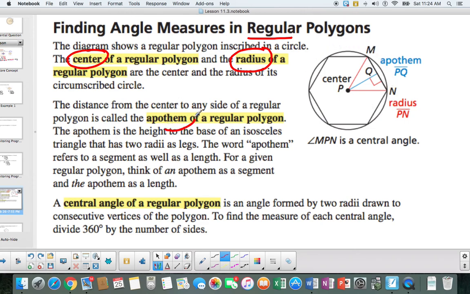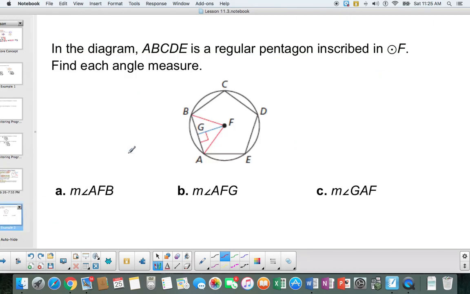We are going to have what we call an apothem, and an apothem is this right here. It is the height of this isosceles triangle, which is going to be very important in a few minutes. And we also have a central angle, which is made up of two consecutive radii, and the angle that's formed between them is a central angle. Let's go ahead and practice.